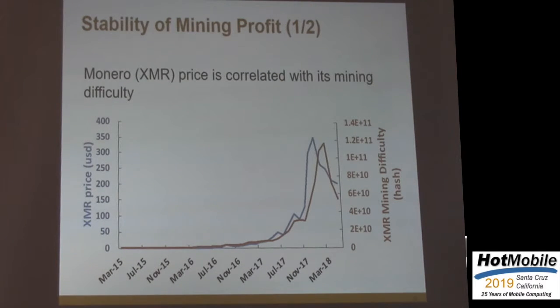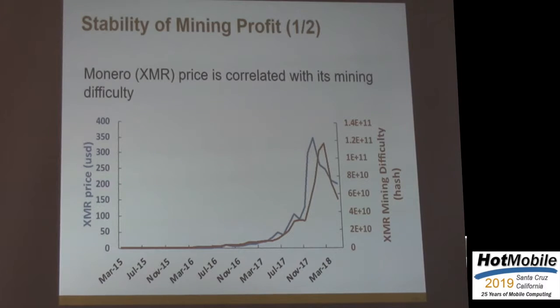Then you might ask this question. Nowadays, the cryptocurrency price has skyrocketed, so maybe the profit is higher nowadays. What if those prices go down? To answer this question, we looked at the correlation between the Monero coin price and the mining difficulties. And as we can see in this graph, these two are highly correlated.